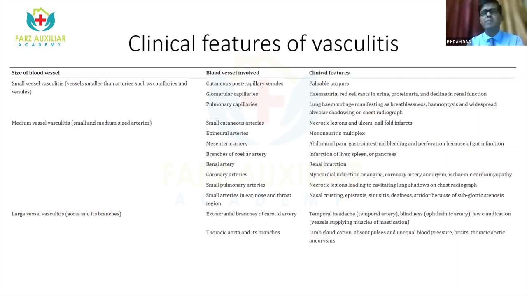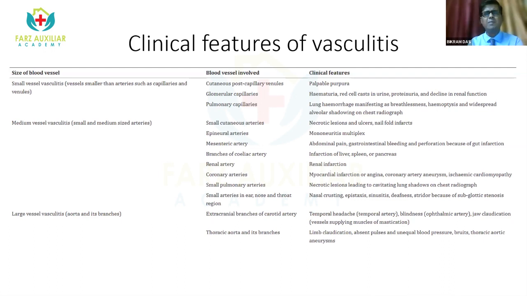Whereas for medium vessel vasculitis, there will be overlap between small and medium sized arteries, and it will mostly involve the mesenteric artery, epidural arteries, renal artery, coronary artery, and small pulmonary arteries. What is most important is that necrosis could be seen in medium vessel vasculitis. If necrotic lesions are present in the skin along with ulcers and nail fold infarcts, always suspect a medium vessel vasculitis, like polyarteritis nodosa. For coronary arteries, the patient may present with myocardial infarction or an angina-like presentation, or if the renal artery is involved, there could be renal infarctions.